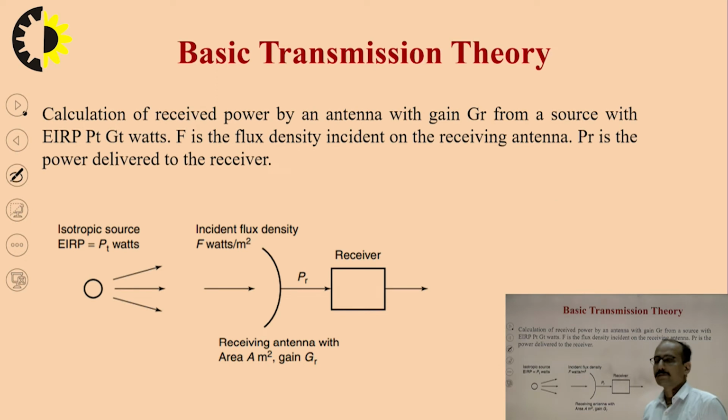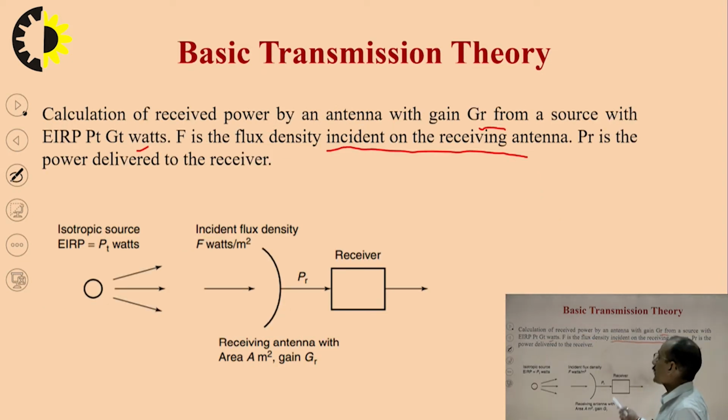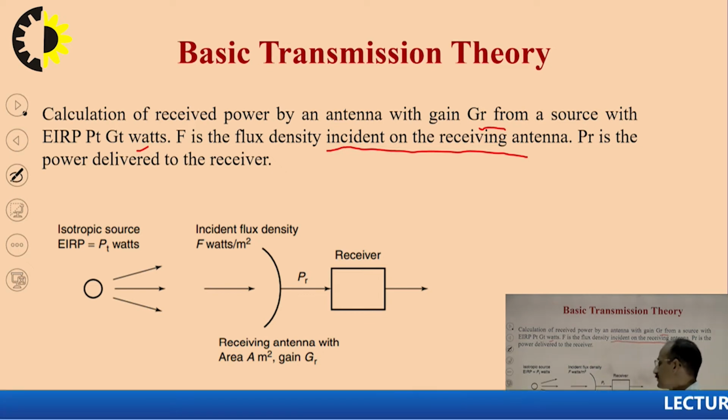So now what is happening? Now the calculation of received power by an antenna with gain GR. Because we are talking about the receiving side, GR, from a source with EIRP PT GT watt, F is the flux density incident on the receiving antenna, and PR is the power delivered to the receiver. In the previous one you were talking about the transmitter side, now we are talking about the receiving side. So that is the isotropic source having EIRP equal to PT GT watt radiating the energy, flux density F in watt per meter square, receiving antenna with area A meter square with gain GR, and the received power is PR, which is going to the receiver.